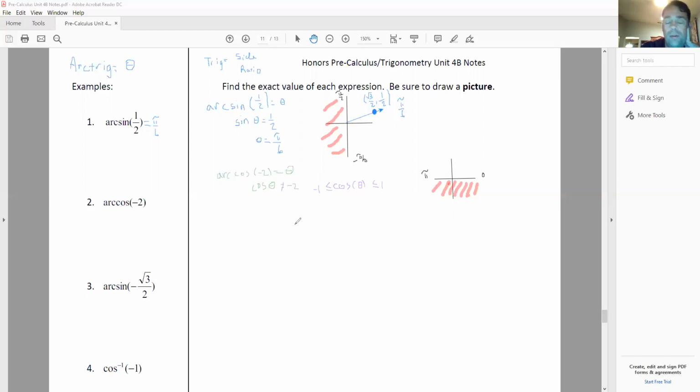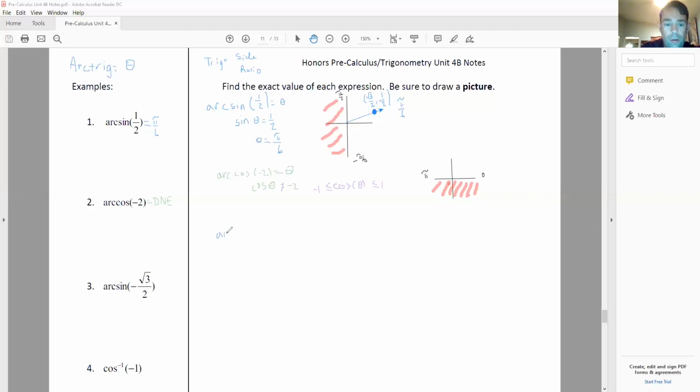This right here, that doesn't work. That's impossible. So I would have come back over here and said arc cosine of -2 doesn't exist. But I still wanted you to see how we go about setting it up. All right, friends, why don't you go ahead and pause the video here and try these next couple. Go for it. All right, let's see how you did.